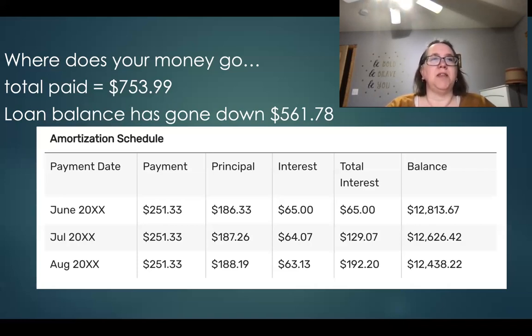So you can see by the numbers that I have at the top, that after 3 months of making this payment, you have paid $753.99, but your loan balance has gone down by $561.78. So in 3 months, you've paid almost $200 in interest. That's just in 3 months. $200 has gone to interest.